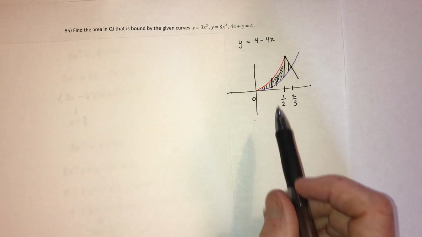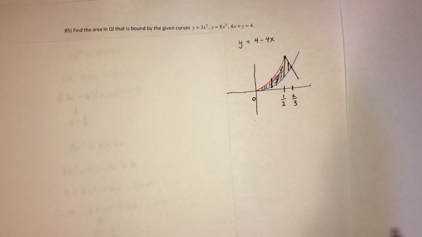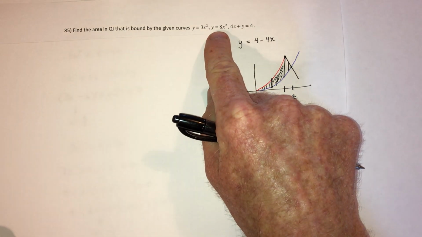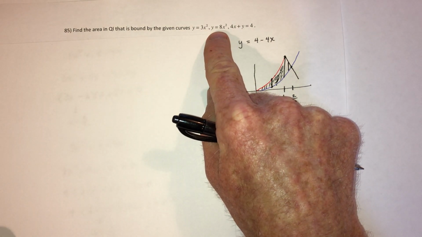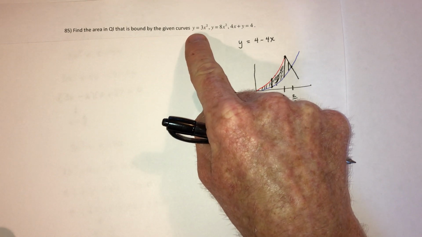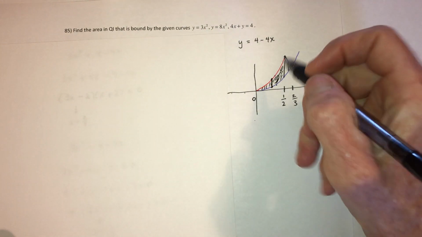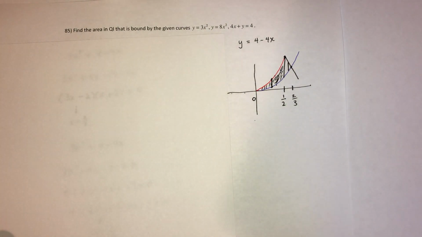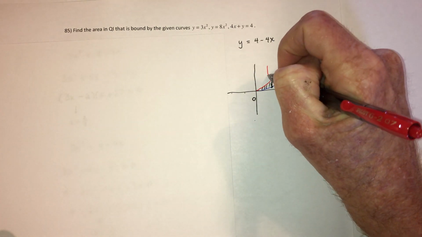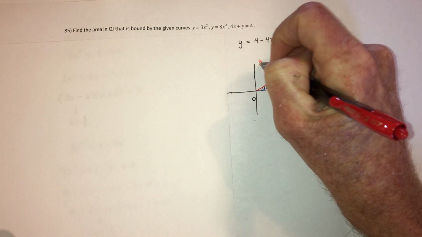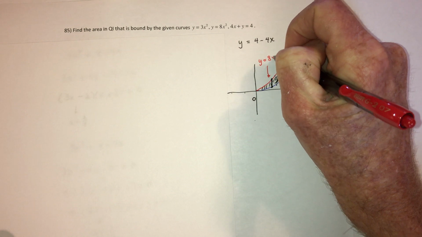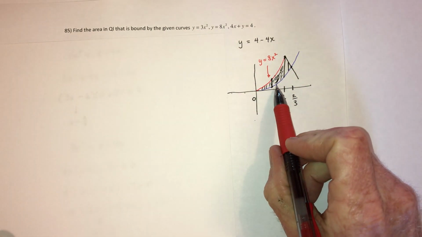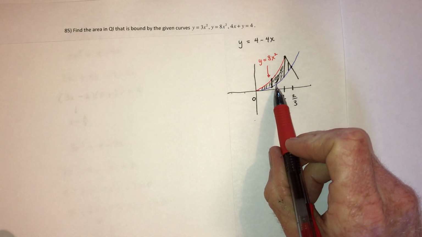So the red parabola and the blue parabola, which one is which? Well, this one says the y value is 8 times x squared, and this was 3 times. Since 8 is bigger, this red one right here must be y equals 8x squared. And this blue one is 3x squared.